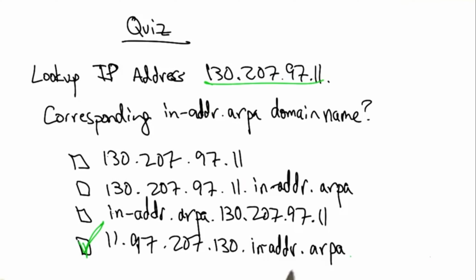11.97.207.130.in-addr.arpa. Notice that the reversal of the octets in this name corresponds to a strict traversal of the hierarchy from the highest levels of the hierarchy at in-addr.arpa to the lower levels as the IP address moves from higher to lower parts of the hierarchy.